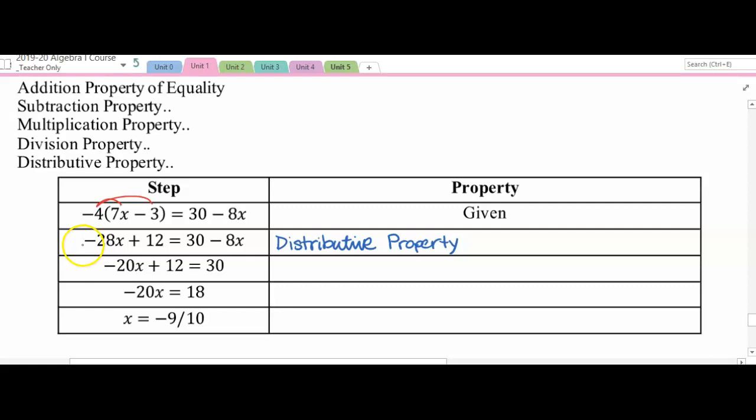Going from this second step to the third step, you can see that the 12 remains the same, 30 remains the same, but this -8 is gone. And over here, 28 became 20. -28 became -20 because I've added 8x to both sides. That's the addition property.